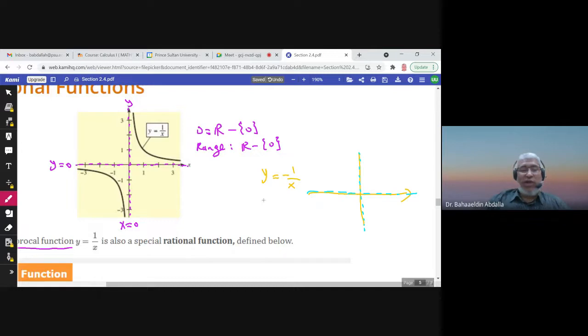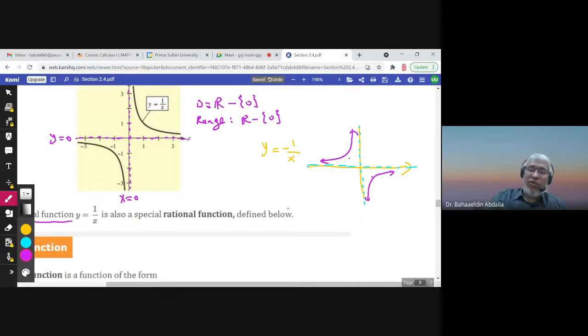If I choose 1, it would be negative 1, so the graph is here. So the graph becomes like this, closer to these two asymptotes. And if you replace x by negative 1, negative 1 over negative 1 is 1, and the graph would go like this. So this is the graph of negative 1 over x.